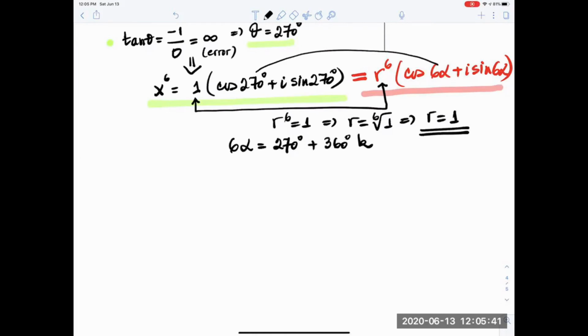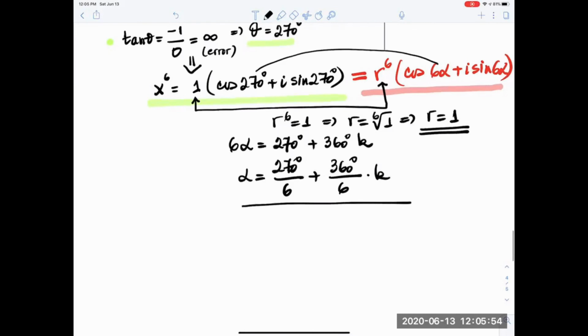Good. Then from here, we're going to pull out alpha. Alpha is 270 over 6 plus 360 over 6 times k. What are the values of k? So if you really look at it, it has to be 1 less than that exponent, which is essentially 5. So now you have to rewrite it. Let me simplify that. So this becomes what? 45 plus 60k. Yeah, that's much easier to use, isn't it?